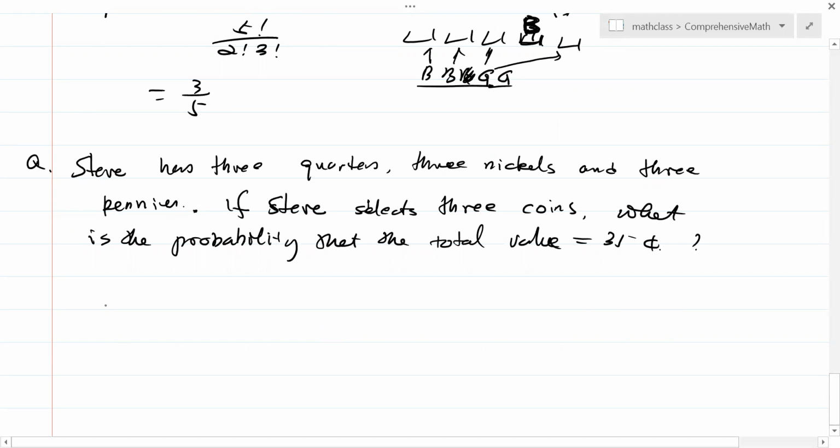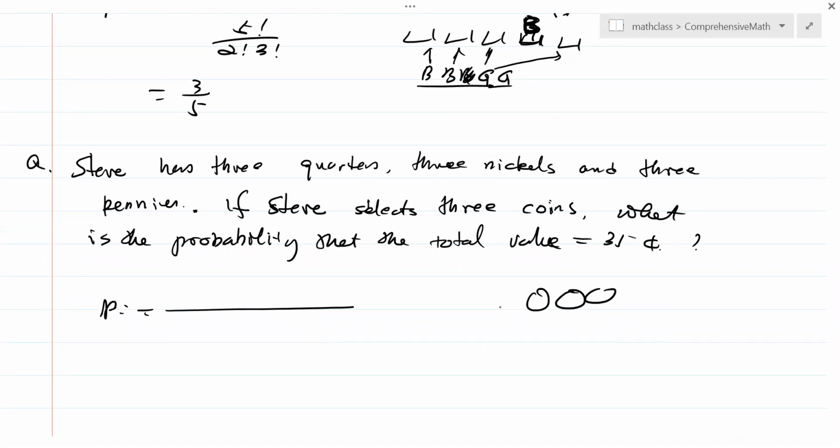So first of all, how many coins here? He has nine coins. So for the denominator, without replacement, three coins, right? You put them in a row, it's fine. Now you can change the order, it's okay. So let's put them in a row, one by one, okay? So the denominator is the number of all possible outcomes: nine times eight times seven. So this is the total number of possible outcomes.